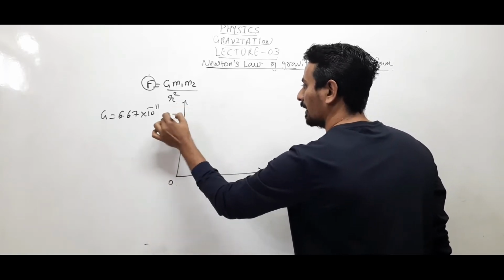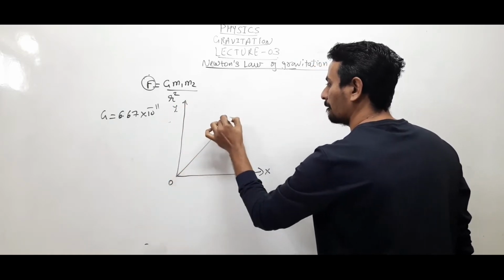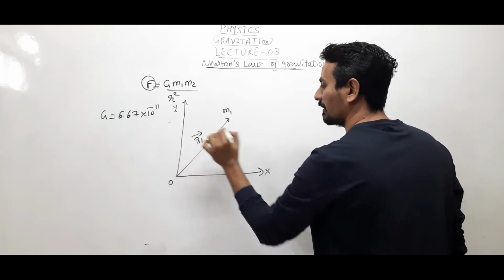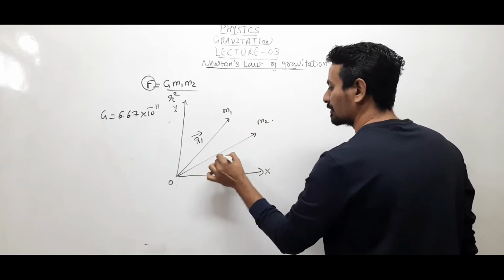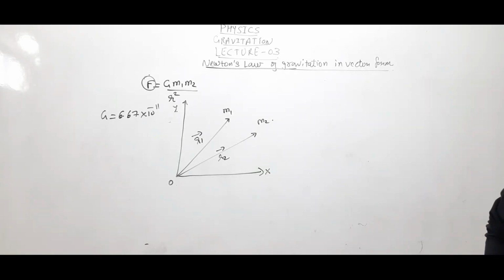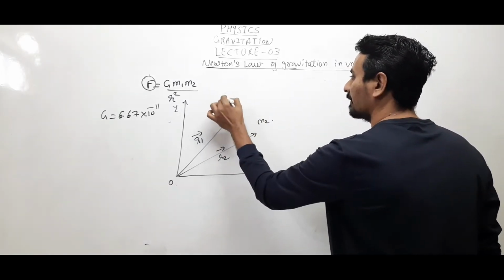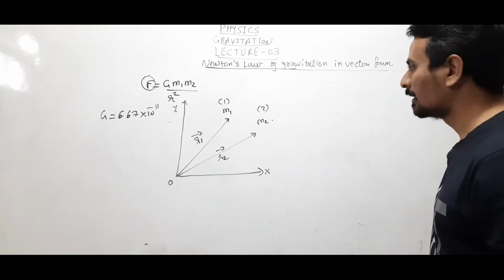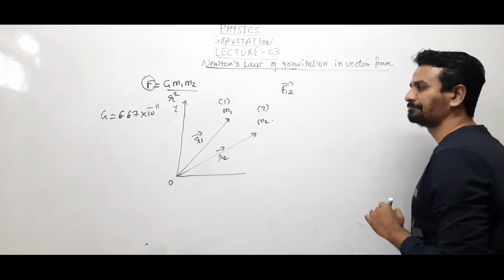Suppose there are two objects, two particles: mass m1 at a position r1, and mass m2 at a position r2. Now we want to find the force on one of them. Let us say the force on 1 because of 2. We will also find the force on 2 because of 1.